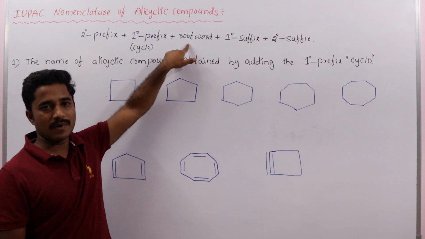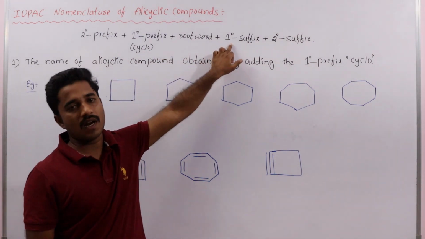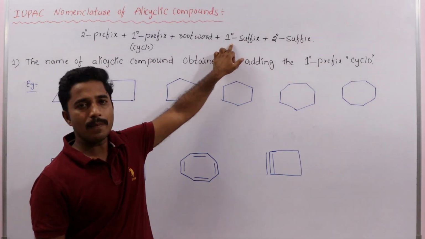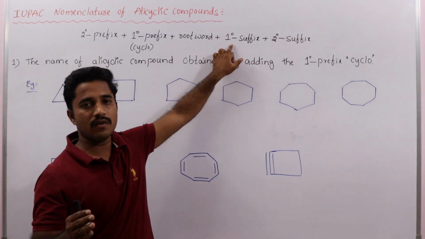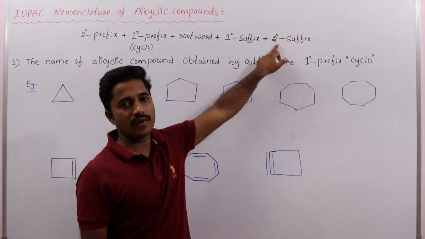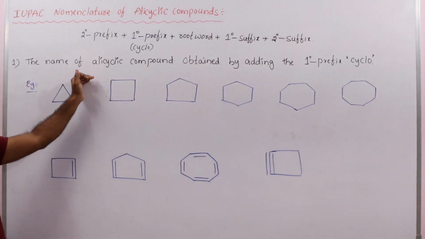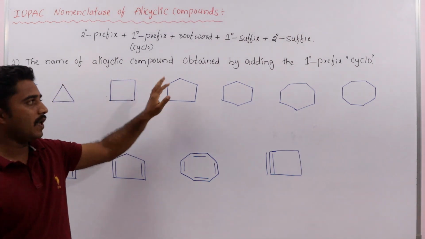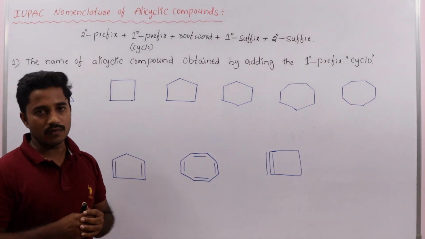Next, the root word is the number of carbons in that cyclic ring. Then the primary suffix means whether it is saturated or unsaturated. If it is saturated, we have to use ane. If it contains a double bond, we have to use ene. If it contains a triple bond, we have to use yne. Next, the secondary suffix indicates the main functional group name. So to give the name for alicyclic compounds, the first rule is that the name is obtained by adding the primary prefix cyclo before the root word.